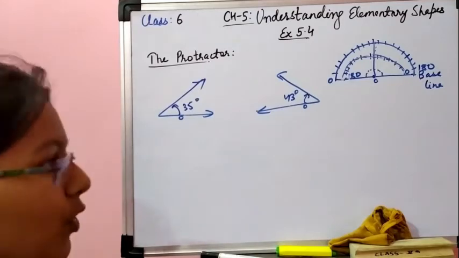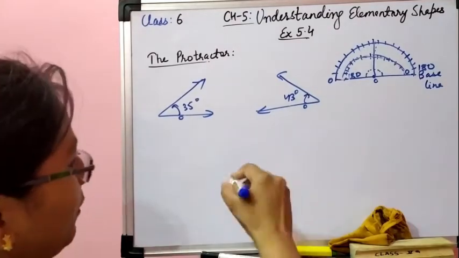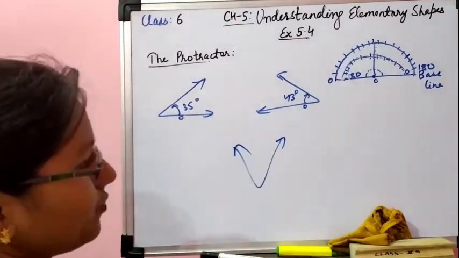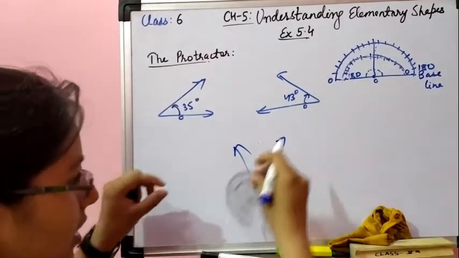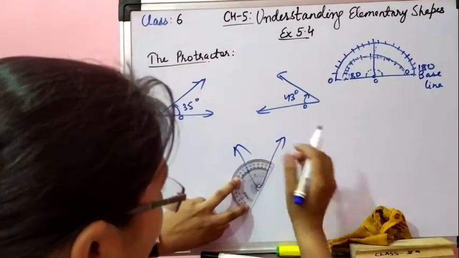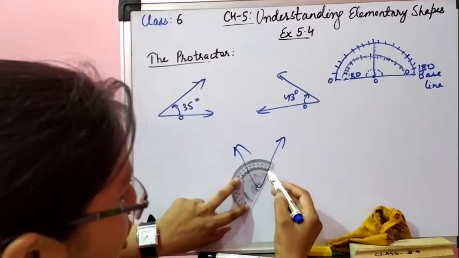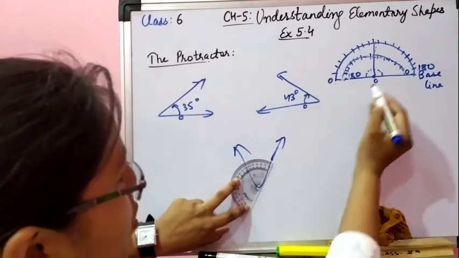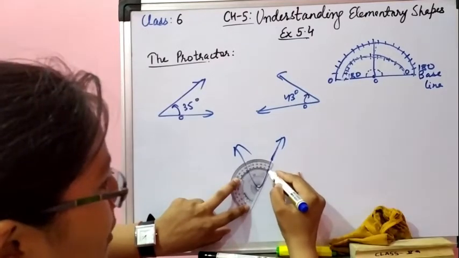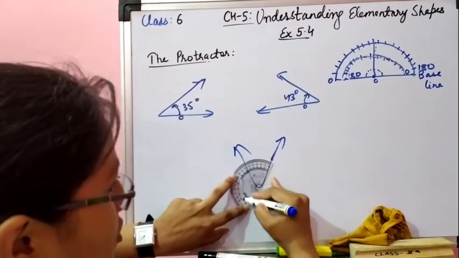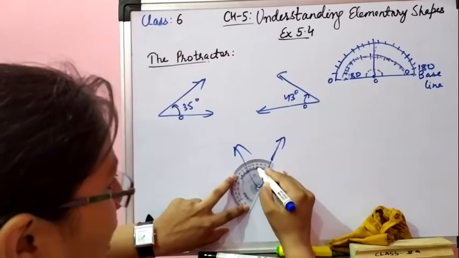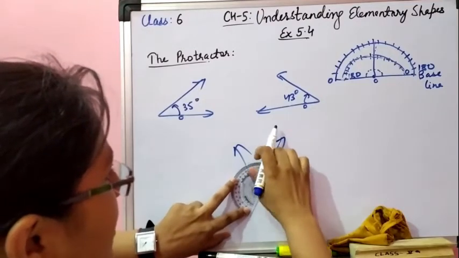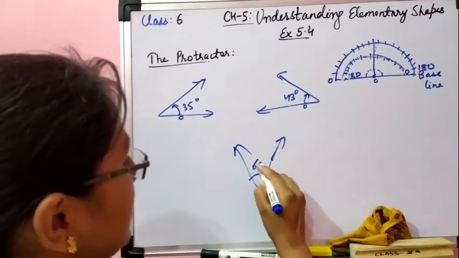That is the final. In any case, if I am drawing an angle like this also, then how will you measure? Simply keep it here and just note down that 0 is coming. This is my baseline, and in the protector also this is the baseline. So 0 is coming on the inner angles, so I will look at the inner one. 0, 10, 20, 30, 40, 50 and 60. So this angle is 60 degree.